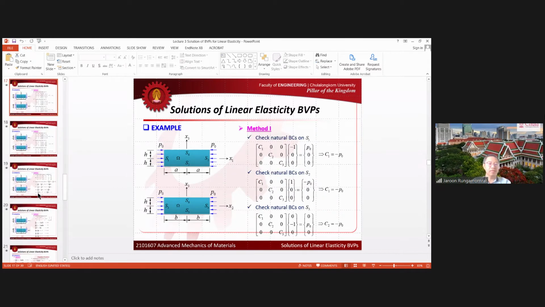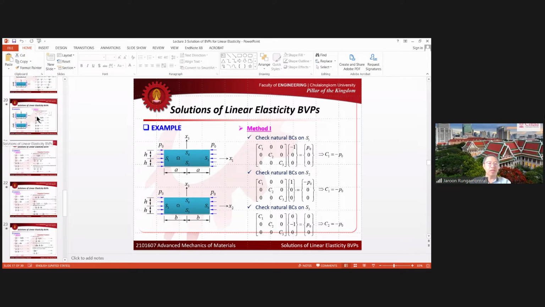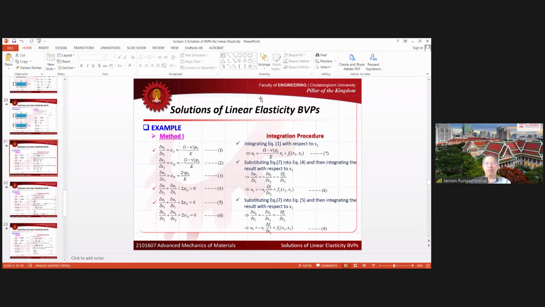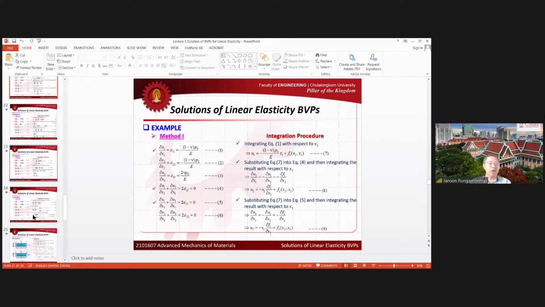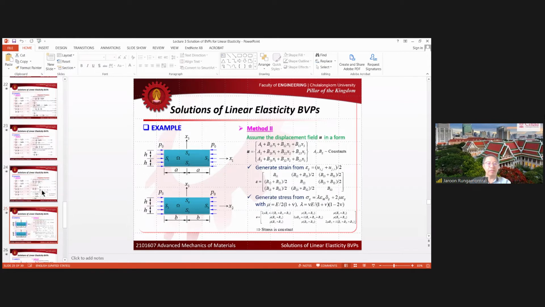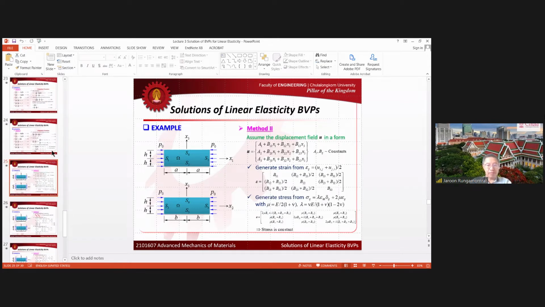Okay, I can move to a different approach. I will solve the problem again by guessing this displacement field.